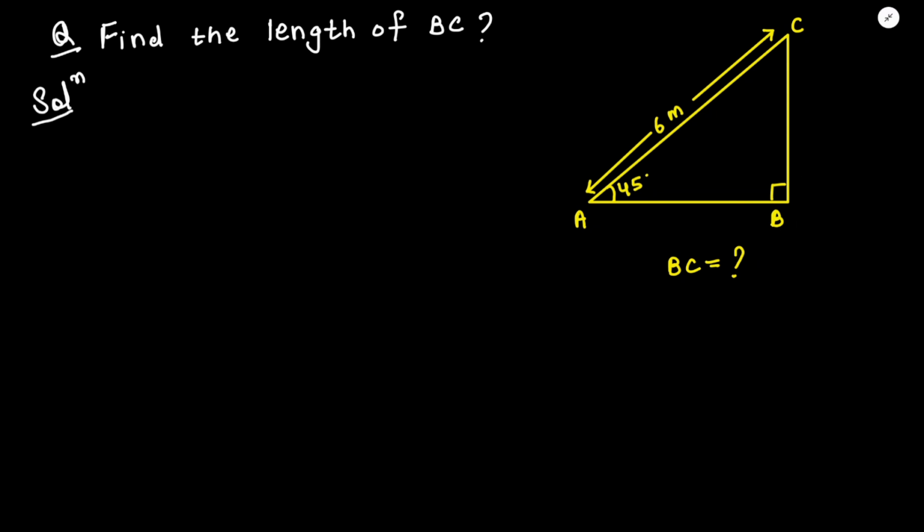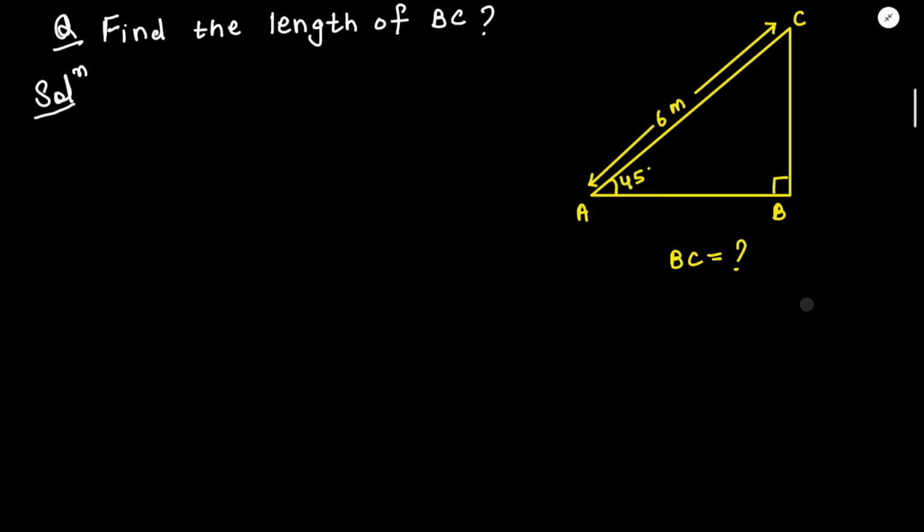We are given a right angle triangle and here we are asked to find the length of BC. This side, we need to find the length of BC, right? So how will we proceed? Since we know that this is a right angle triangle, we can apply Pythagoras theorem here. But for applying Pythagoras theorem, we should know either the perpendicular or the base, right? So what can I do?